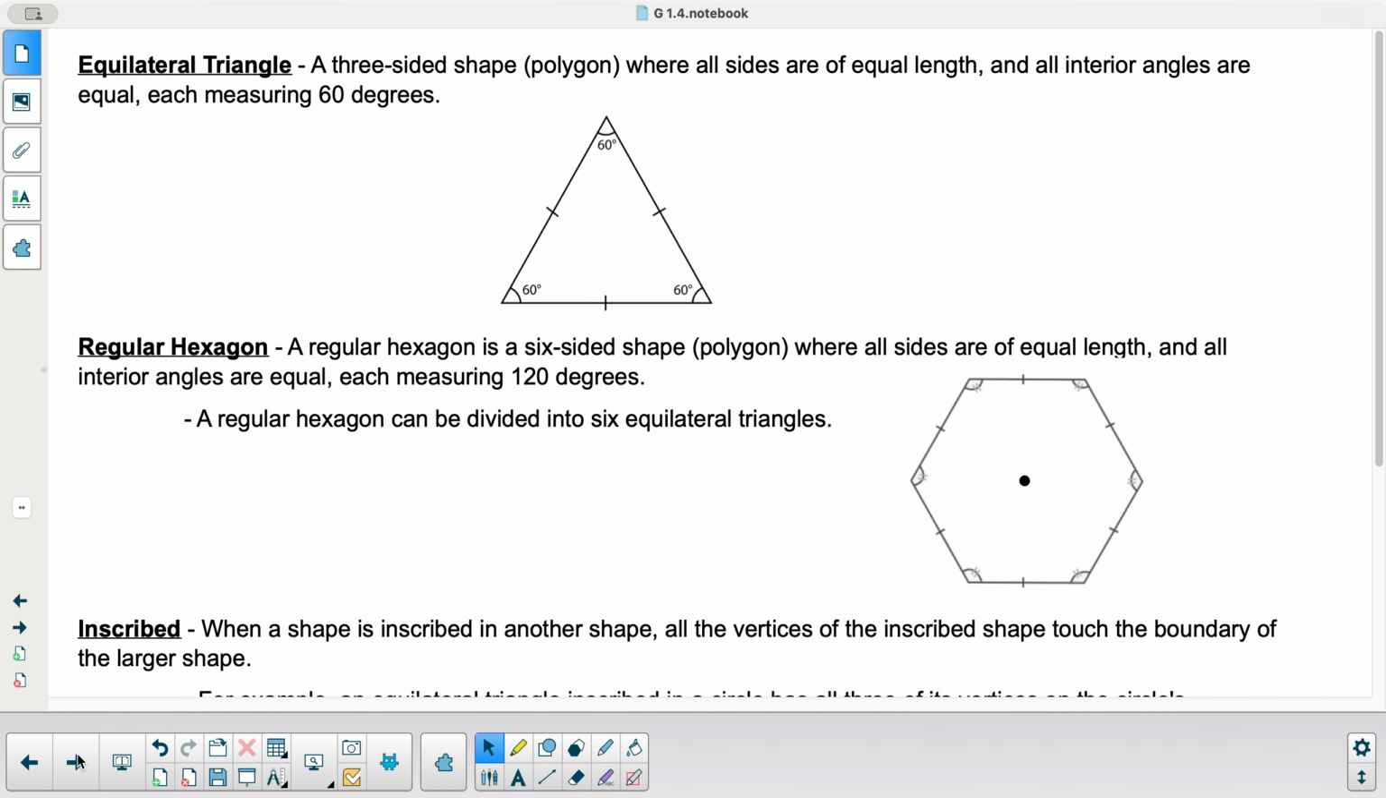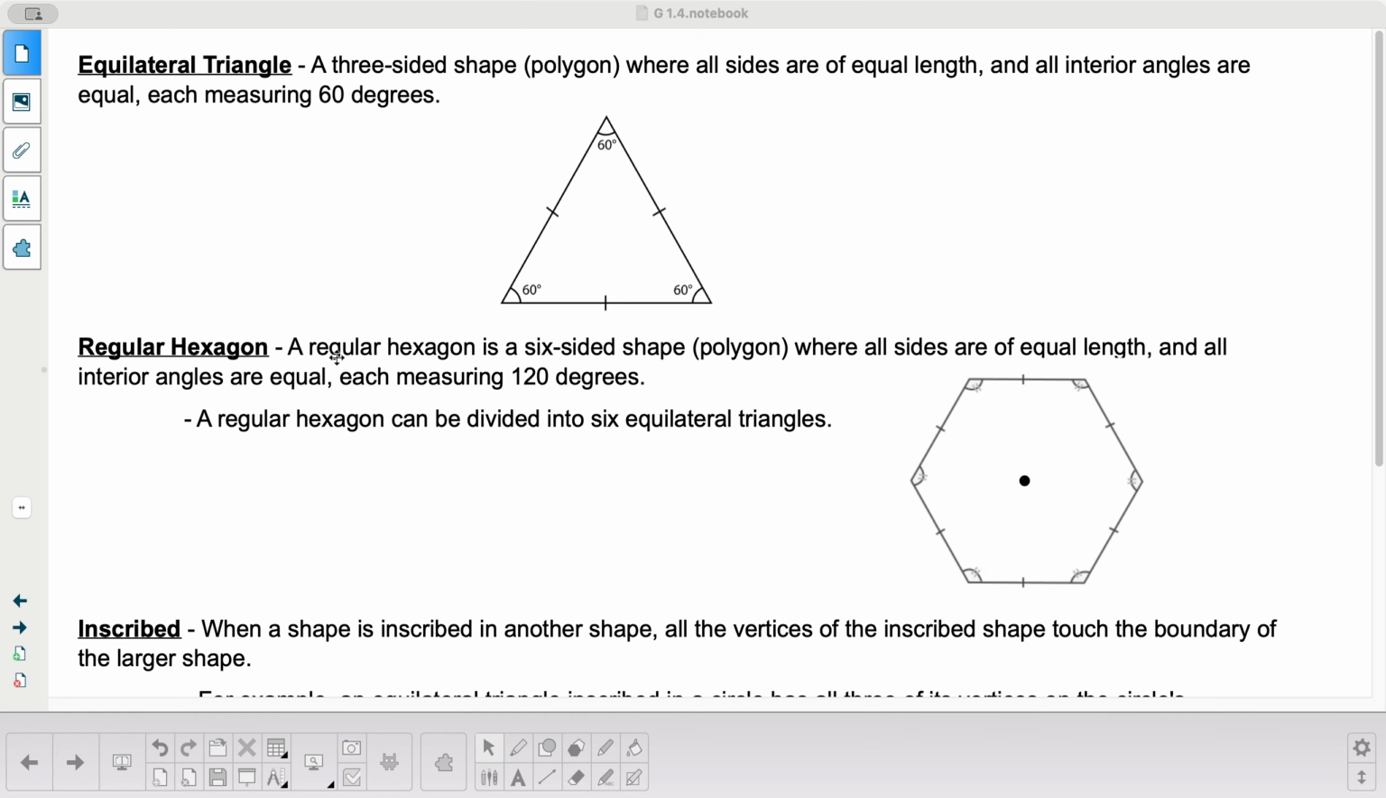A little bit of vocabulary there. First word that you got to know is an equilateral triangle. It's a three-sided shape, or a better word would be polygon, because that's more of a geometry word, where all sides are of equal length and all interior angles are equal, each measuring 60 degrees. So if you look at this picture here, that is an equilateral triangle. So that way you know what it is.